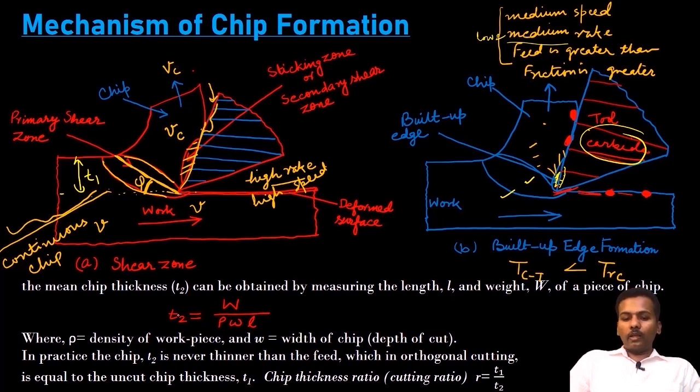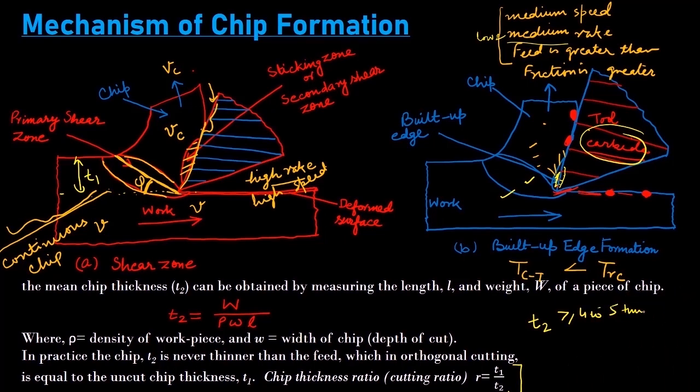This is a practical way you can calculate. Now there is another term, the chip thickness ratio, also called the cutting ratio. This is the ratio of uncut thickness to the chip thickness. This T2 is generally more than 4 to 5 times this T1, the uncut thickness. Why? Because there is plastic deformation, a shearing process going on. So this T2 is more than 4 to 5 times.